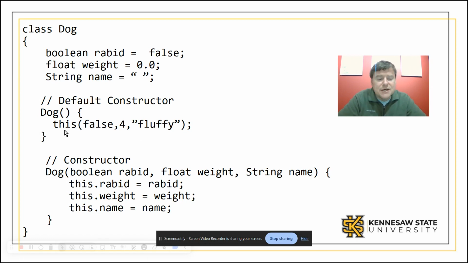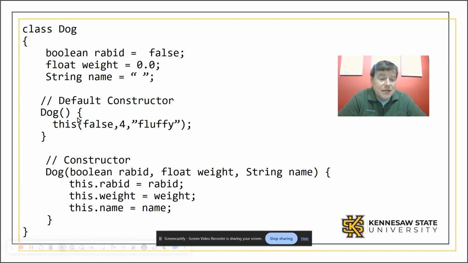So this has two different meanings. If it's used as a method call, and we know it's a method because of the parentheses, then it refers to a call to another constructor. It's only used in constructors this way. And in this case, it's going to call the constructor that takes in a boolean, followed by an integer or a float, followed by a string, which happens to be this constructor.